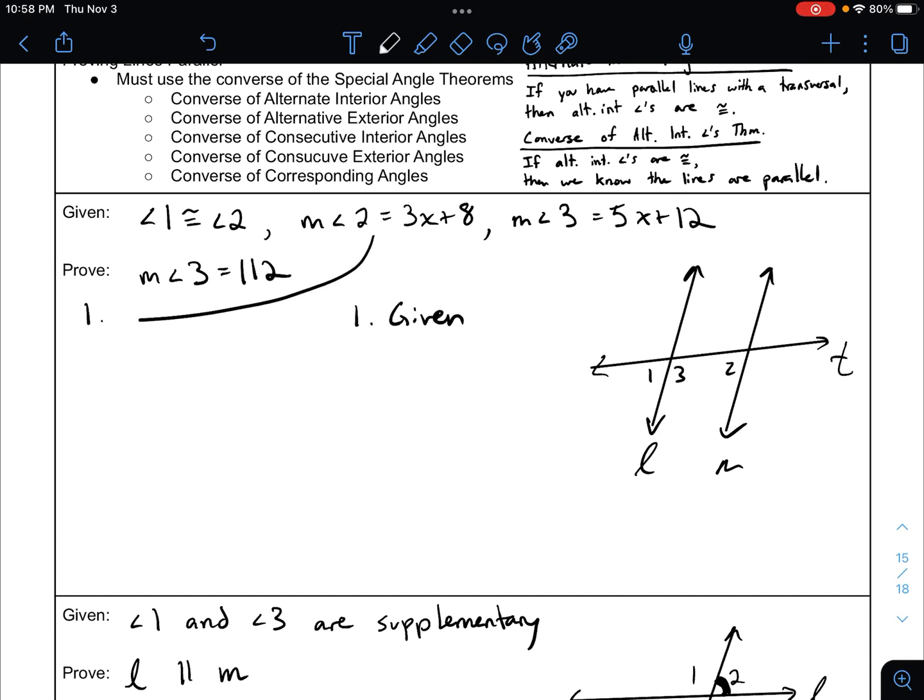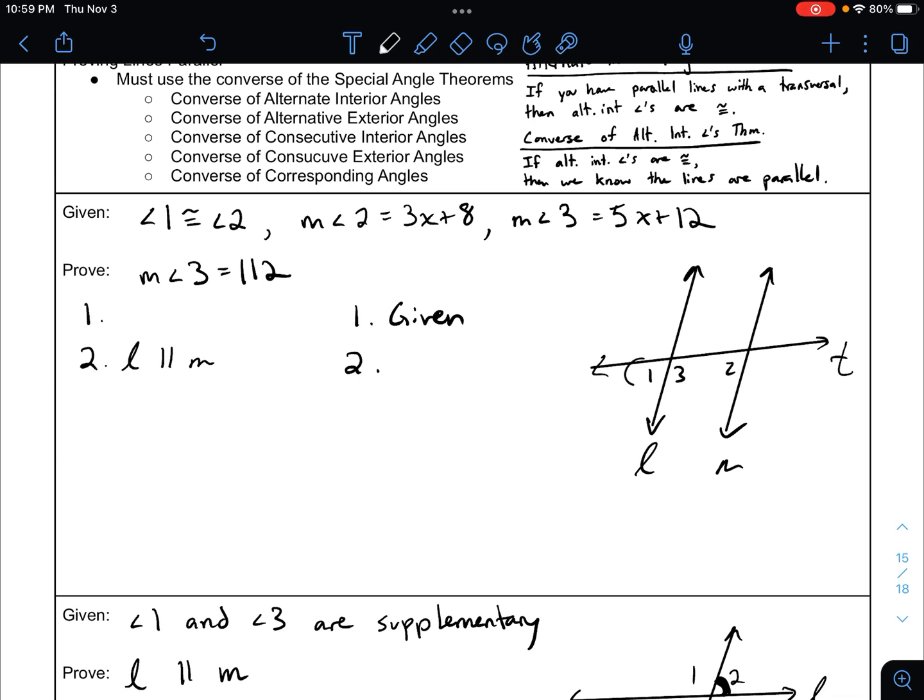And again, you should write all of that right there. Second, now we know that 1 and 2 are congruent to each other. So if 1 and 2 are congruent, I can basically already start to say right now that L and M are parallel, right? So L has to be parallel to M.